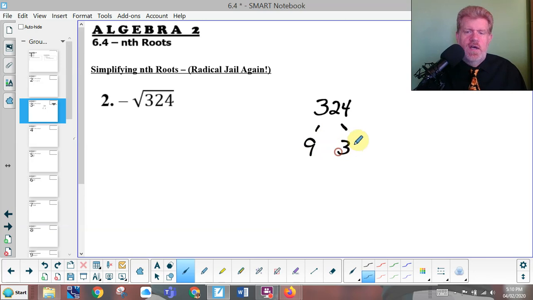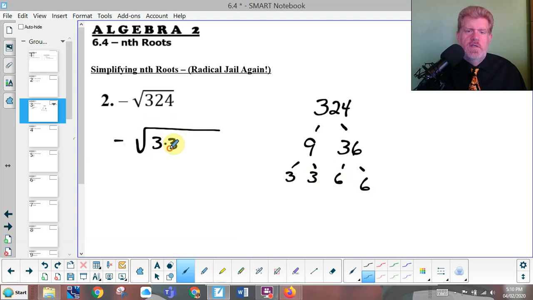Now you might recognize right away, those are both square numbers. Some of you might think, well, what's the square root of 9? 3. What's the square root of 36? 6. You would be correct. I just want to write this down as an example. Negatives on the outside. Inside we've got a pair of 3s and a pair of 6s.